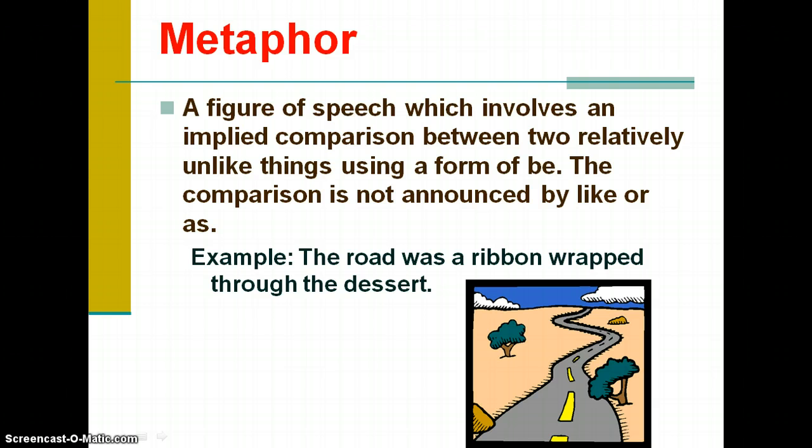Metaphor is a figure of speech which involves an implied comparison between two relatively unlike things using a form of be, such as am, is, are, was, and were. The comparison is not announced by like or as. Here's an example. The road was a ribbon wrapped through the desert. Okay, we're comparing the road to a ribbon wrapped around the desert. It just goes on and on and on, and it's very winding. And it's done using the form of be. As you can see, you've got was there to make that comparison.